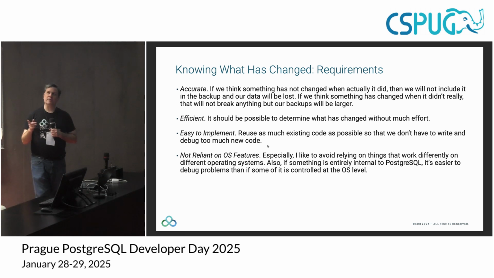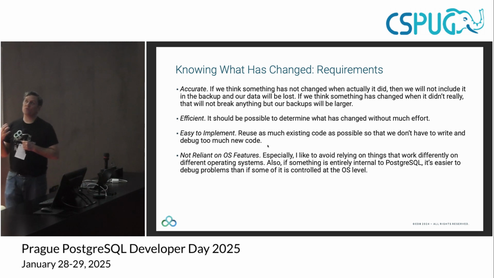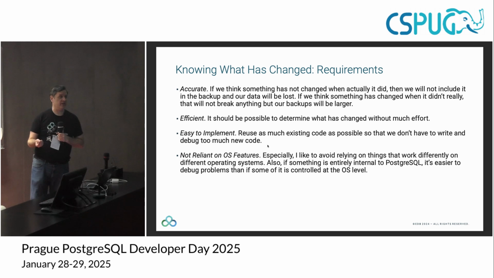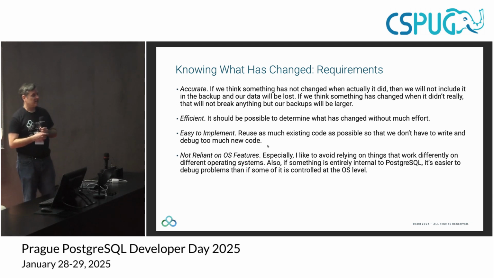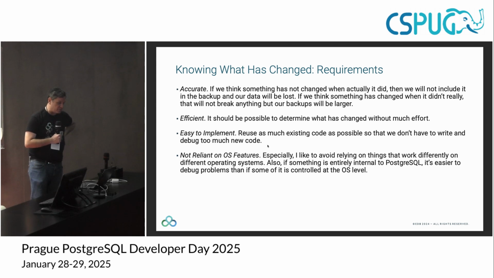A second requirement here, which is also very important, is that we have to be able to determine what data has changed and what data has not changed efficiently. We need to be able to make that determination quickly. If we have to grovel through many gigabytes or even terabytes of data to determine what to include in an incremental backup and what not to include, then it's not going to be fast. And that is not where we want to be. So we need something that's pretty cheap.